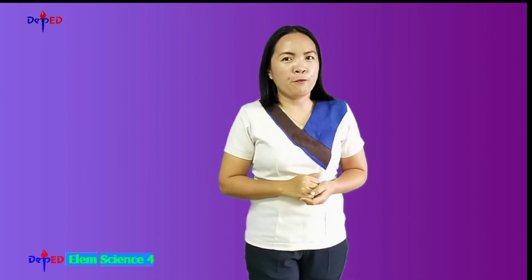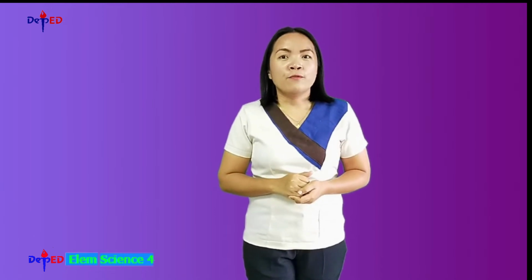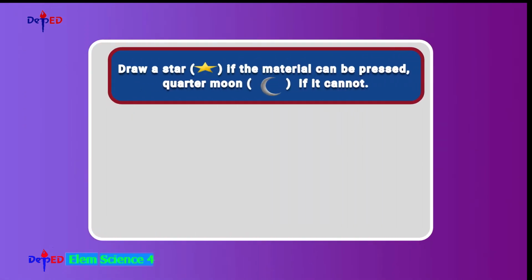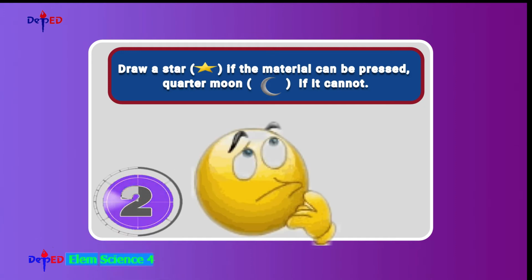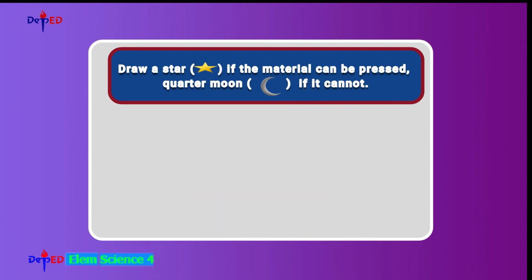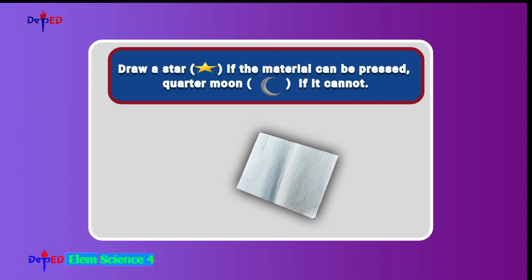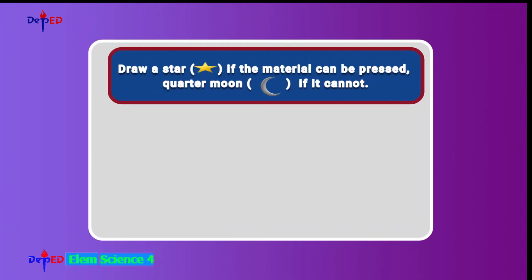You did great! Now, I want you to open your self-learning module on page 4. Let's check your learning for the second lesson in today's video. Draw a star if the material can be pressed. Quarter moon if it cannot. You have 5 seconds to answer each item. Write your answers on your answer sheet. Ready? Start now. Number 1. Wood.